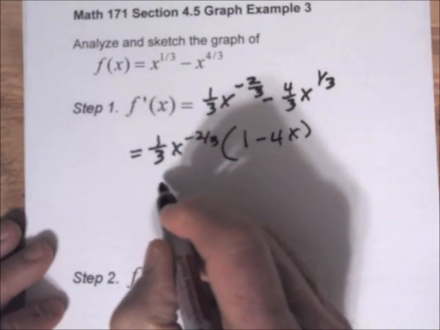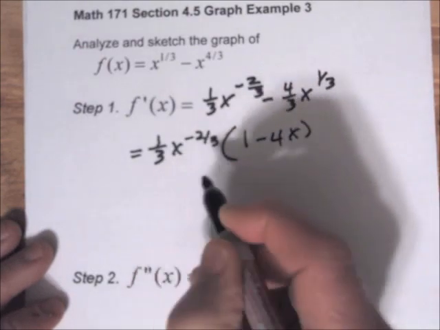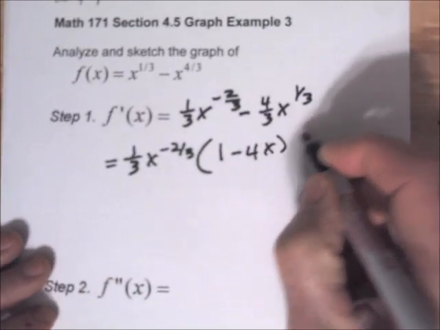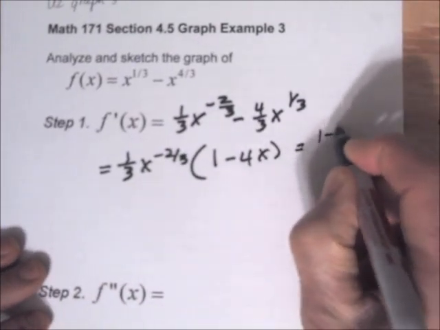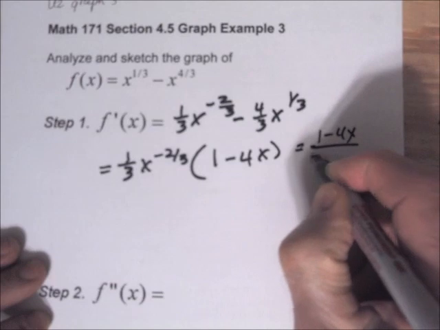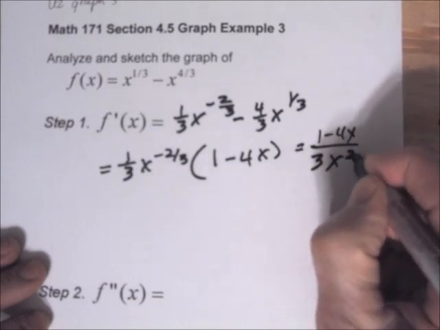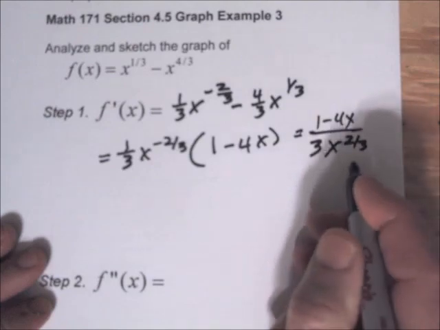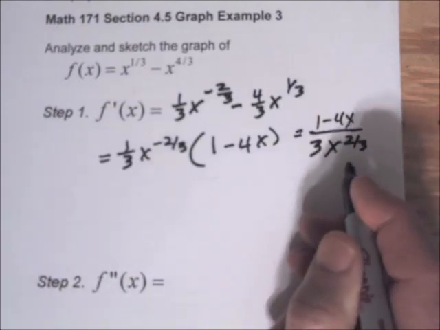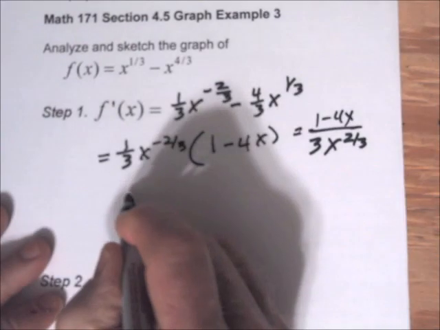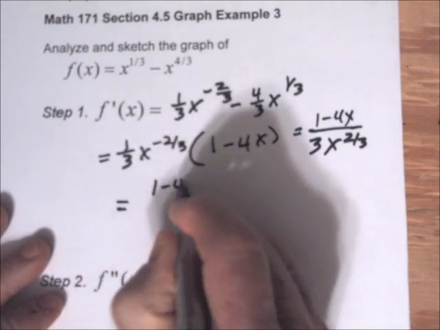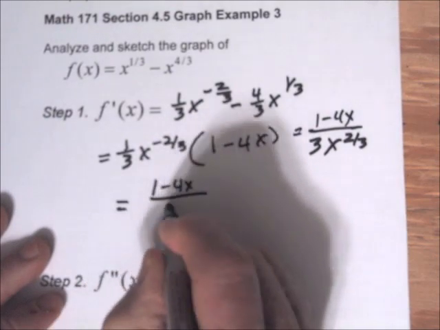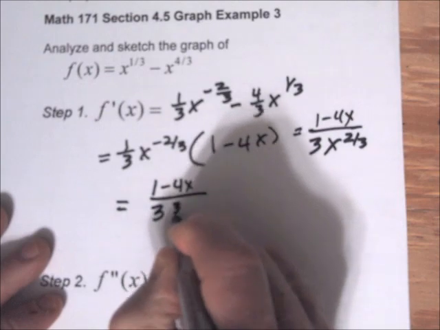So the negative exponent we can put on the bottom, so we can write this as 1 minus 4x over 3 x to the positive 2/3. And for exponential expressions, the denominator is the root and the numerator is a regular exponent. So we can write this as 1 minus 4x over 3 cube root of x squared.